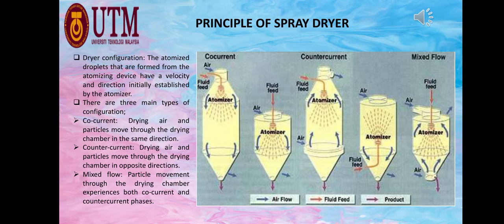This mode is suitable for products which require a degree of heat treatment during the drying. The temperature of the powder leaving the dryer is usually higher than the exhaust air temperature. And now for the mixed flow process, the particle movement through the drying chamber experiences both co-current and counter-current phases.